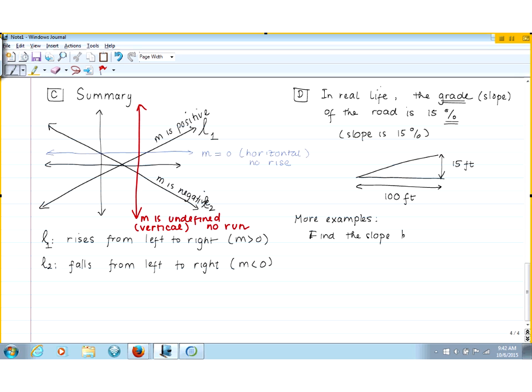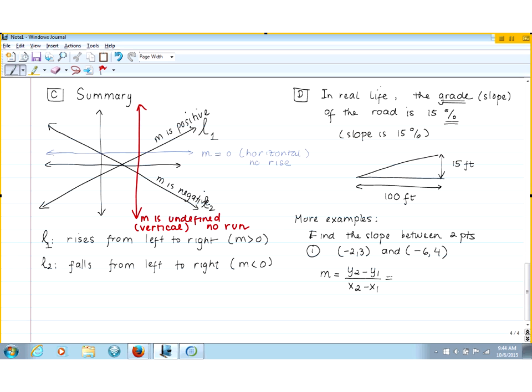Number one, find the slope between 2 points. I'll just choose any points: (-2, 3) and (-6, 4). Number 2 we will do on the next page. How do I find the slope between these 2 points? Do I need to graph? No, not really. So what am I supposed to use here? The formula. Which formula? y2 minus y1 over x2 minus x1.